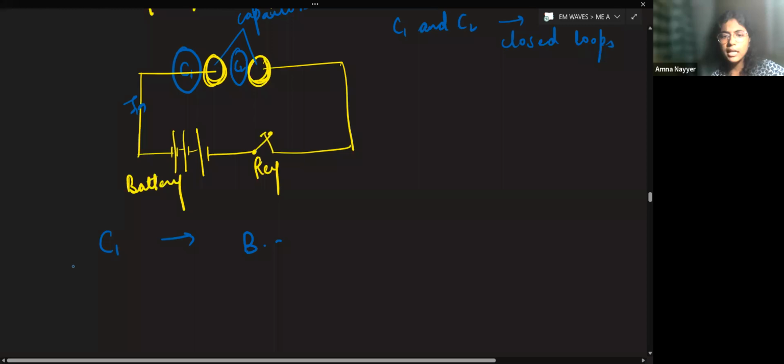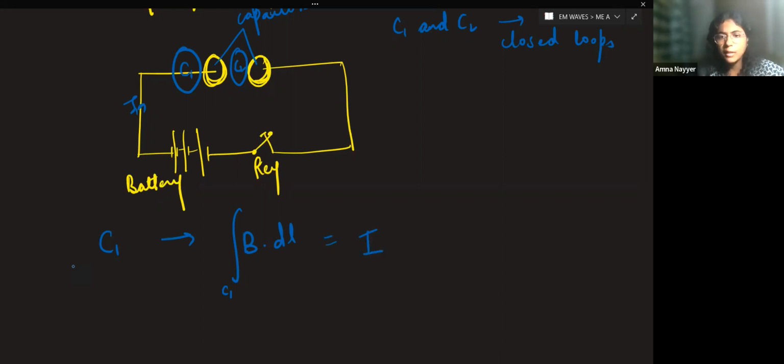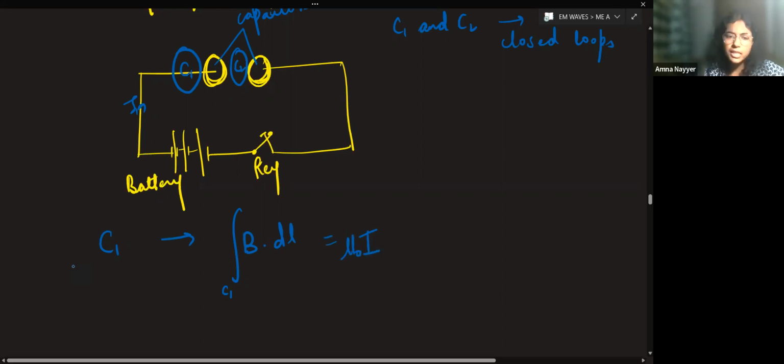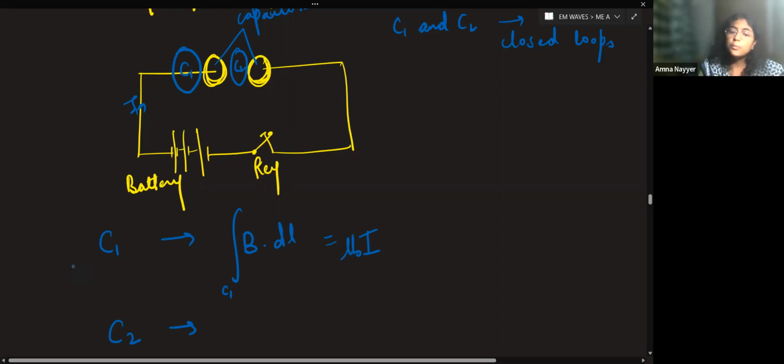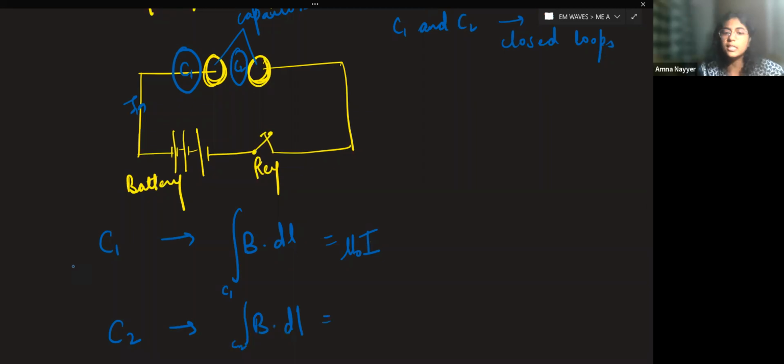B dot dl across this C1 will be what? Mu naught times the current enclosed, right? But if I talk about C2, there is no current present within the gap of the two capacitors, because between the two plates of a capacitor, current will not exist. So B dot dl for C2 will be mu naught multiplied by 0.